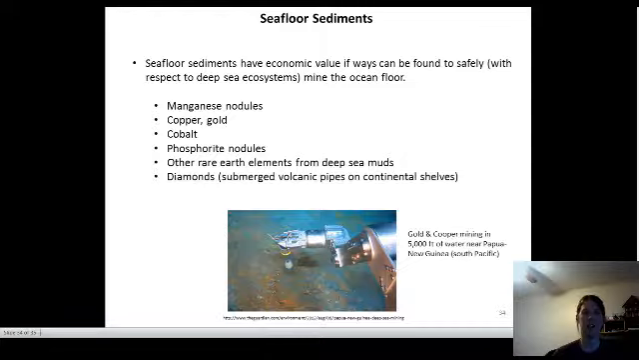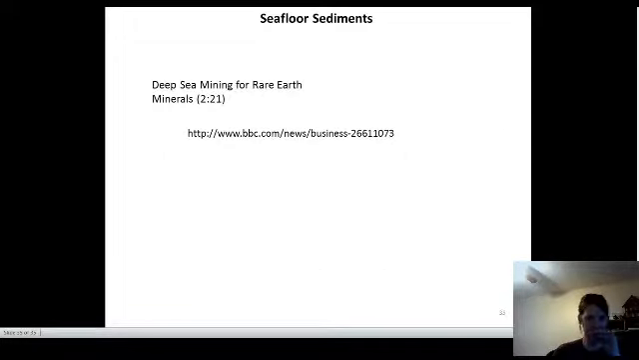Manganese nodules, copper, gold, cobalt, phosphorite nodules, and other rare earth elements are typically found from deep sea muds, and occasionally diamonds can be found in volcanic pipes on continental shelves. So here's a link for deep sea mining for rare earth.